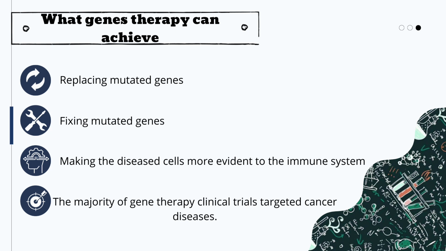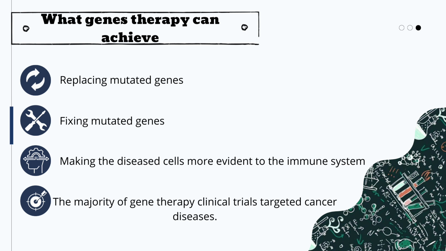What can gene therapy achieve? Replacing mutated genes. Some cells become diseased because certain genes work incorrectly or no longer work at all. Replacing the defective genes may help treat certain diseases.